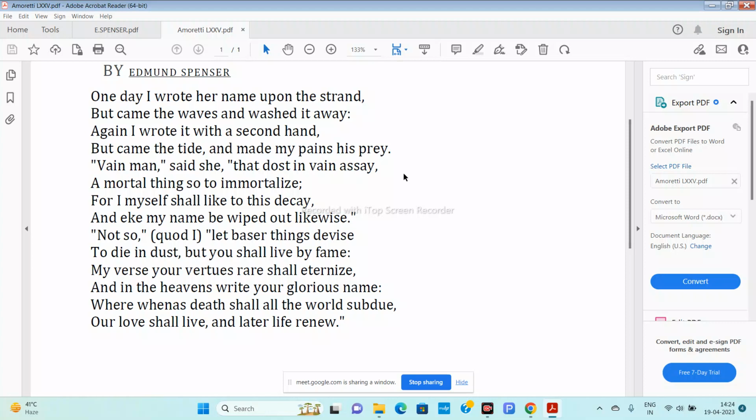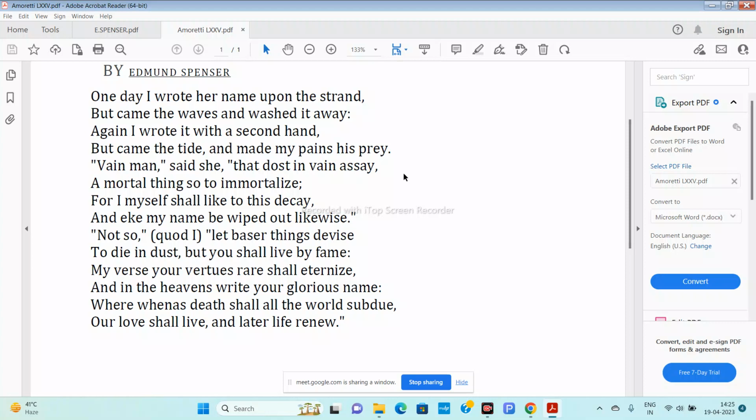Since you are my wife, I will make every possible effort to make you and your name survive time, the passage of time. So you will live by fame. You will have eternal fame or glory. So how would he be doing that? What would be his method?